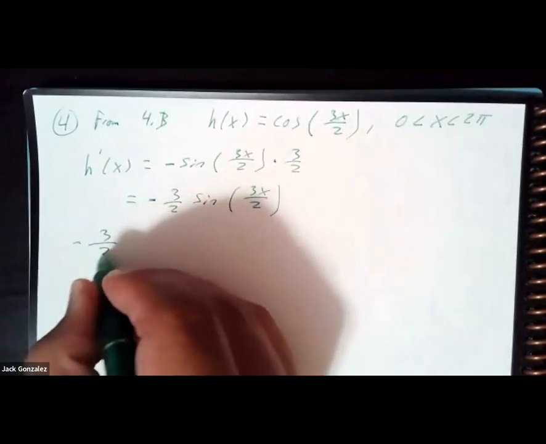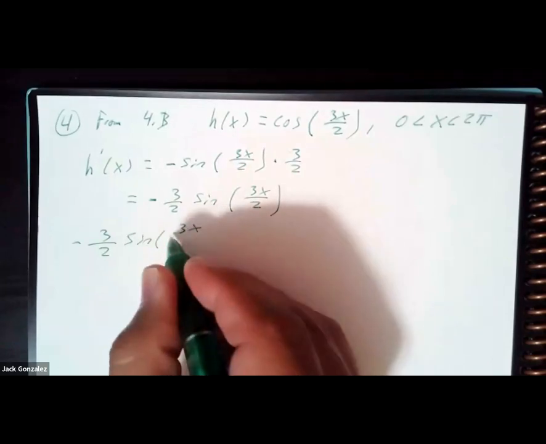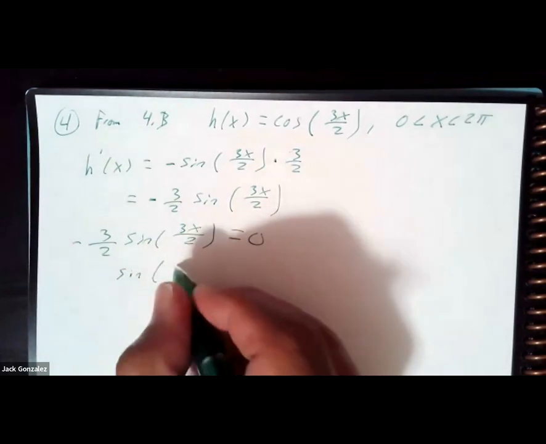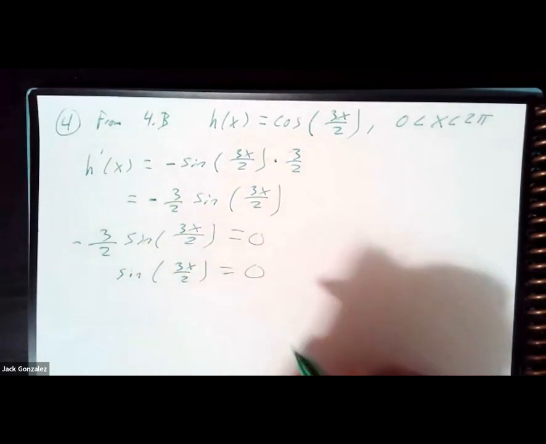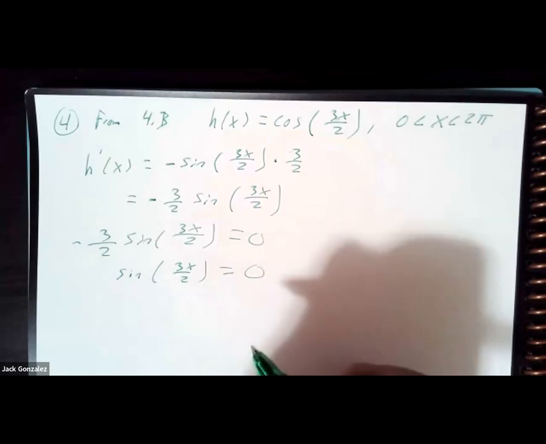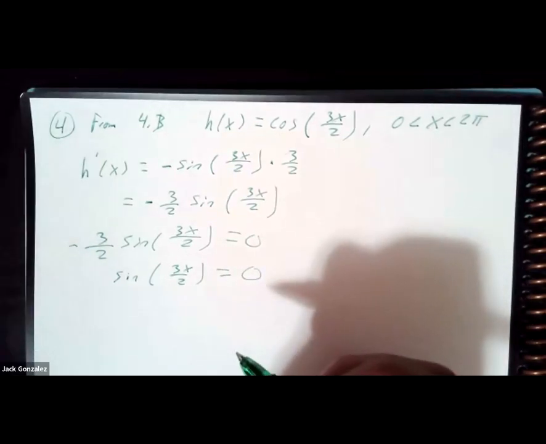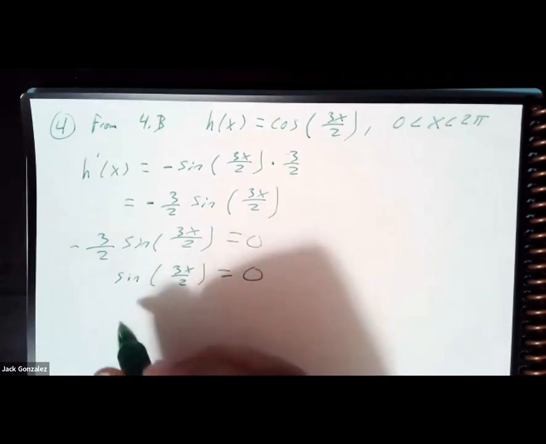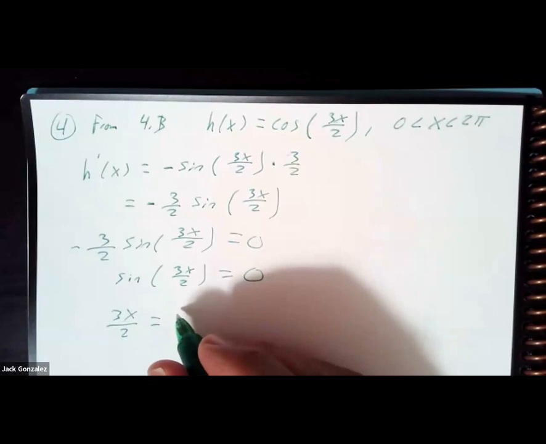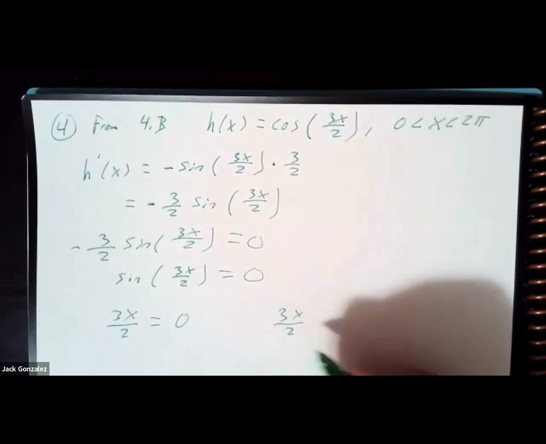So negative 3 over 2 sine of 3x over 2. Let's divide by negative 3 over 2. All right, when is this going to be 0? This is kind of like a pre-cal question now. So basically, this is going to be 0 whenever the inside is equal to 0 or 2 pi. No, pi.